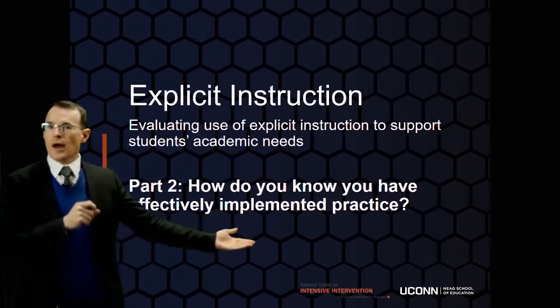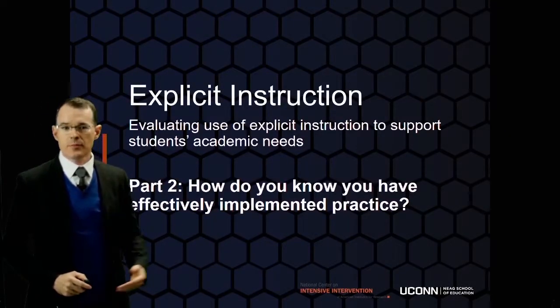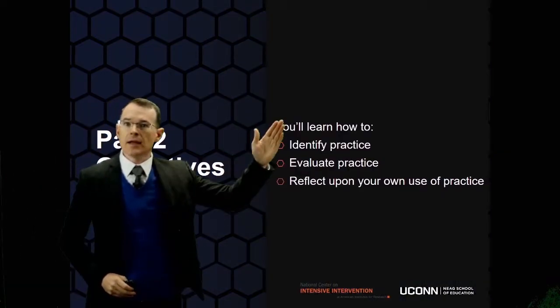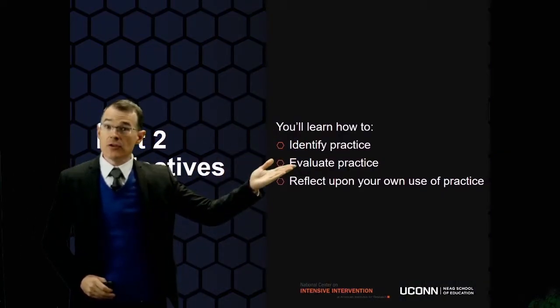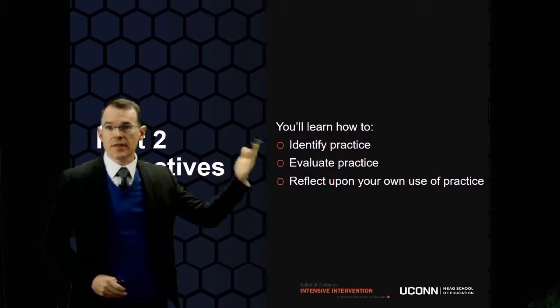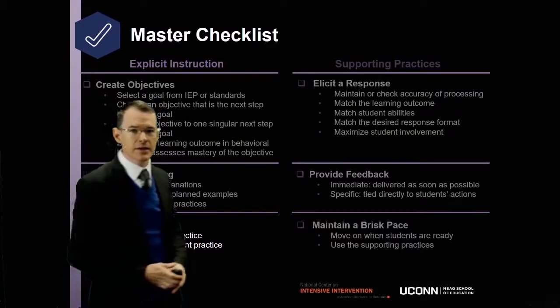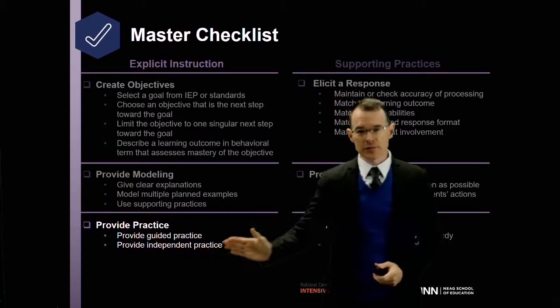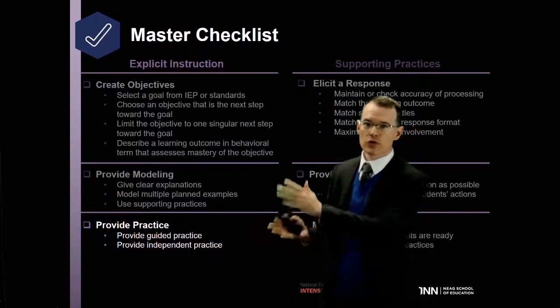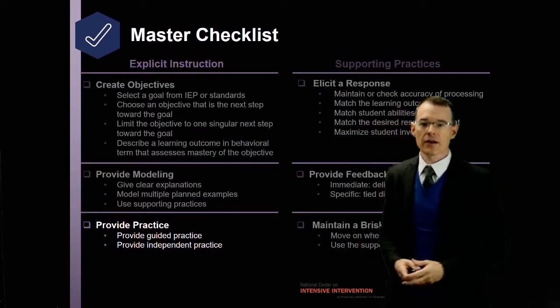So now, practice. How do you know that you've implemented practice? So we're going to talk about, again, identifying when practice occurs, evaluating whether or not that practice is effective, and then reflecting on your own practice. So we're down here now in the practice section, provide guided independent practice. As you know, there's more to these things, which we'll lay out as we go.